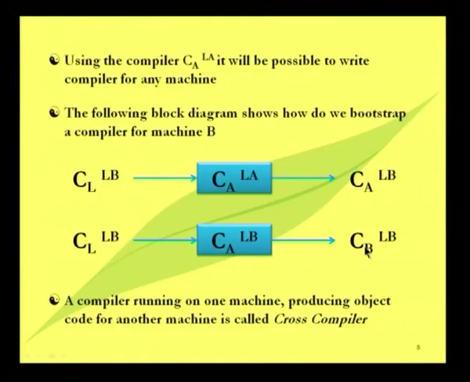So, this process is called the bootstrapping of a compiler. Now this could be extended even for a different machine also. Suppose you want to produce the code for a different machine, there is a compiler for a different machine. So, now this is going to be the process here.